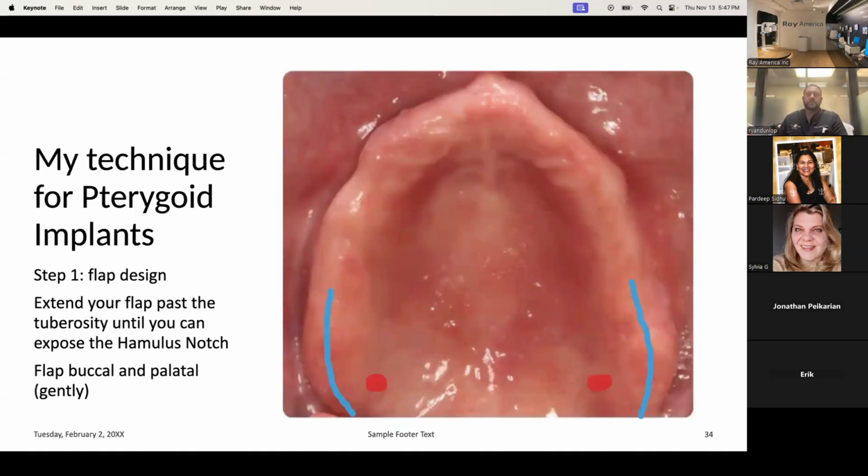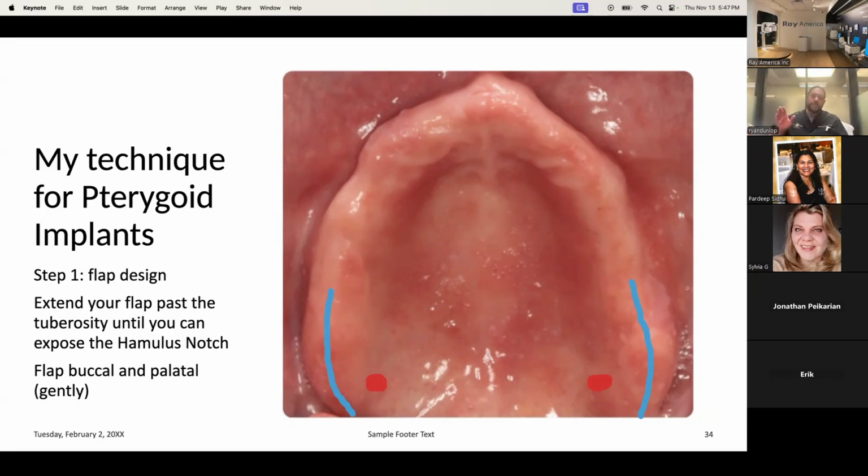So surgically, pterygoids look something like this. You want to have a mid-crestal incision that kind of curves similar to a maxillary wisdom tooth incision. So a mid-crestal incision that kind of curves back and towards the hamular notch. The hamular notch is behind the tuberosity, and it's kind of a bony projection that you can usually feel with your finger. And so it's a good destination point for you to extend your flap back.